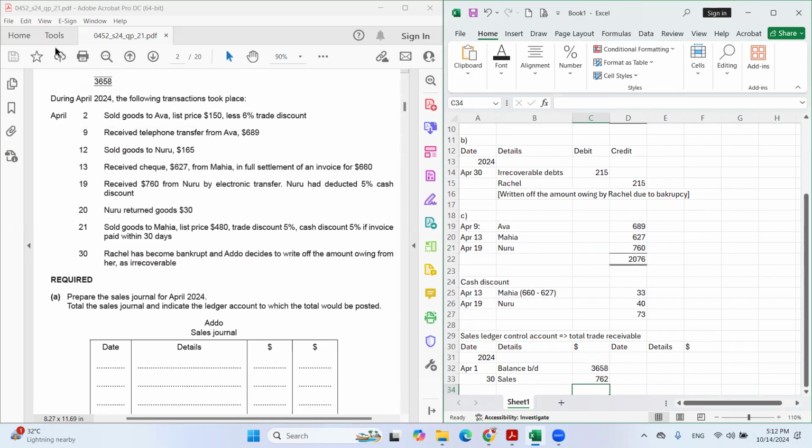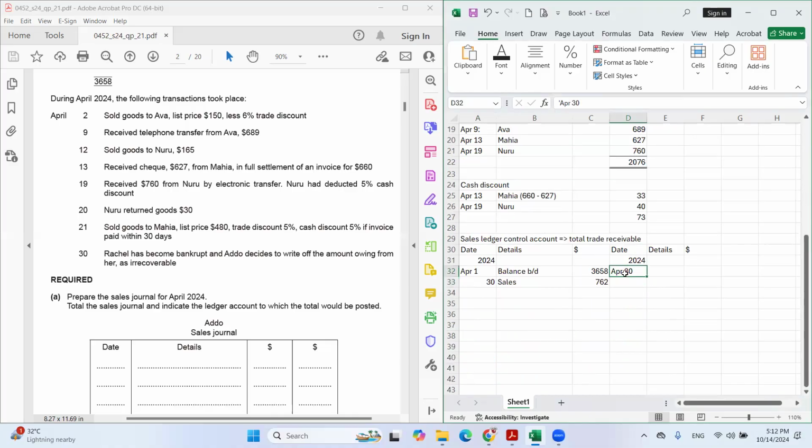And in this question, we also have one item, on the 20th, Nurul returned goods, 30. So there is a sales return. 2024, April 30. Put the last day for all the transactions except the opening balance, which you put on the first day. The rest you put on the last day because this records the total. So sales return, and the amount is 30, which is this amount.